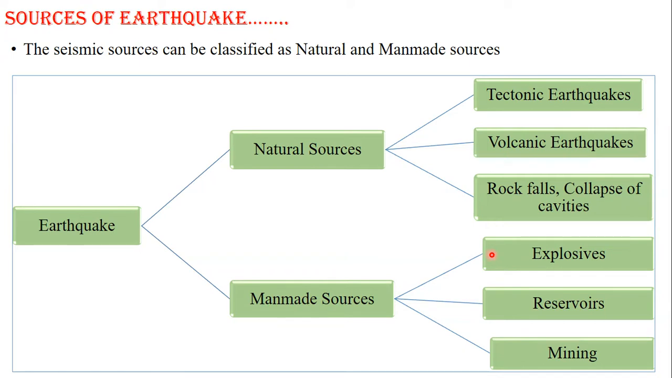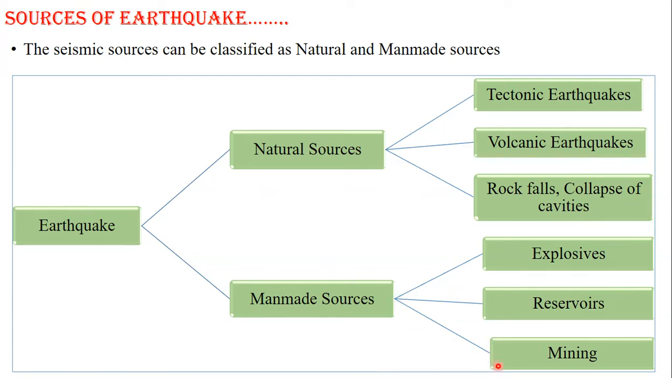First one is explosives. When we are using explosives, it results in earthquake. Then reservoirs. Reservoirs are constructed to store water on their upstream side, and this tremendous weight of water acting over the crust of the earth results in earthquake or may trigger the earthquake. The well-known example is Koina earthquake.